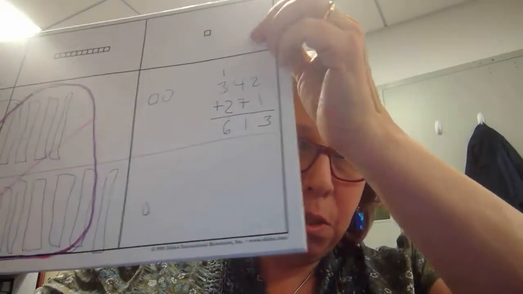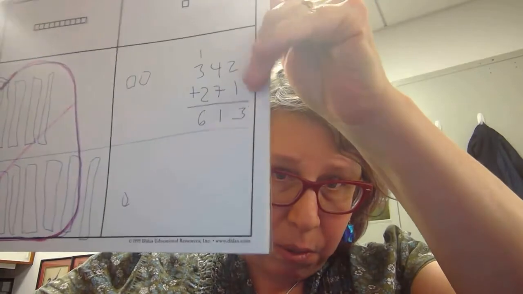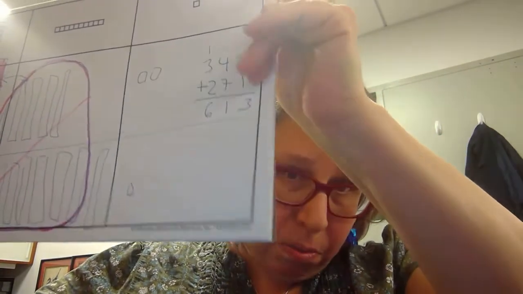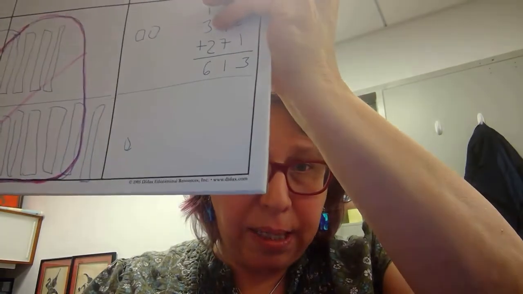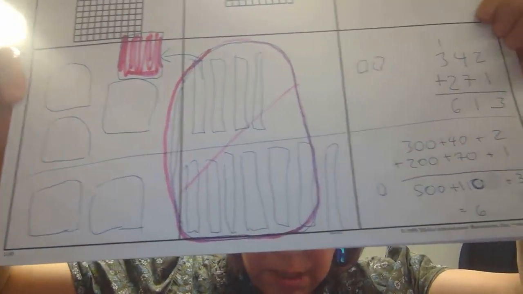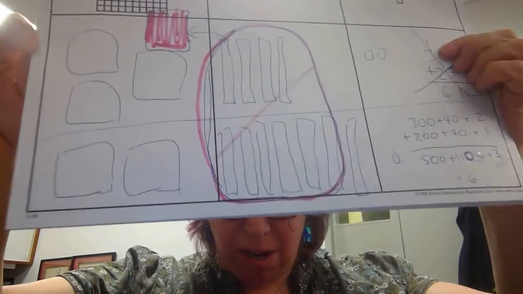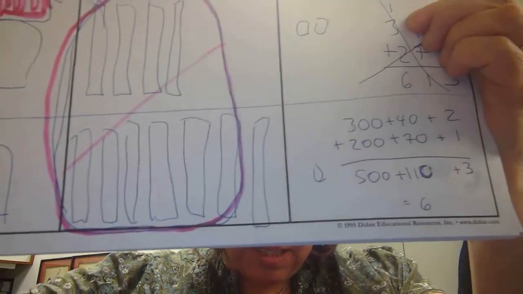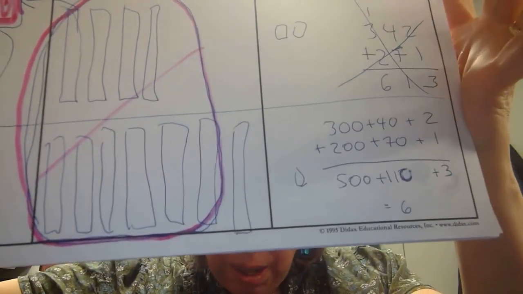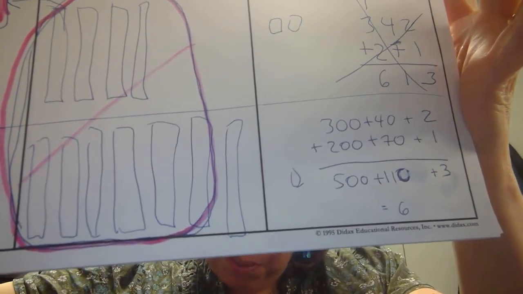Now, after they've done a bunch of trading with the blocks, you're going to move into partial sums addition, where you break down the 342 and the 271. So you don't do this right away. You do a breakdown. Let me show you the breakdown. This is partial sums addition. You don't do the 342 with the carry of the 1 right now, right? What you do instead is you do 300 plus 40 plus 2, and 200 plus 70 plus 1.